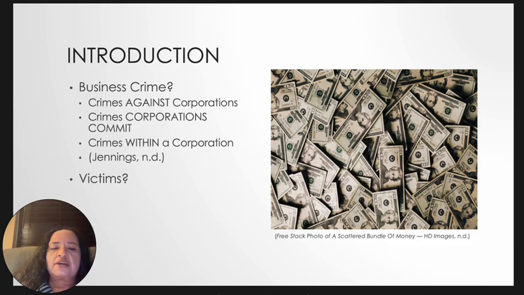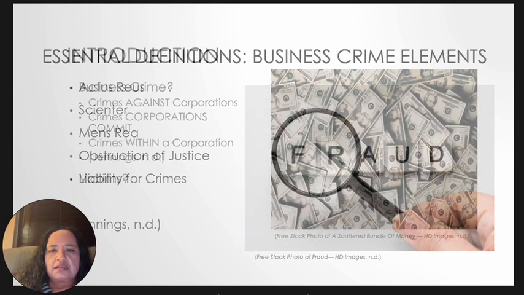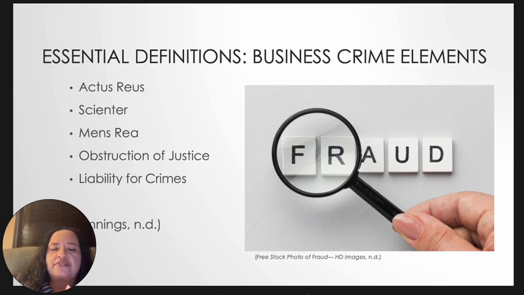So, the question that I thought everyone could keep in mind while we go through this presentation would be, who is the victim of a business crime? So the 5 essential definitions I thought we could go over are the business crime elements, which are actus reus, scienter, mens rea, obstruction of justice, and liability. There was a lot of information, but I wanted to talk about these because if we go out and start businesses, we should know how to protect ourselves.